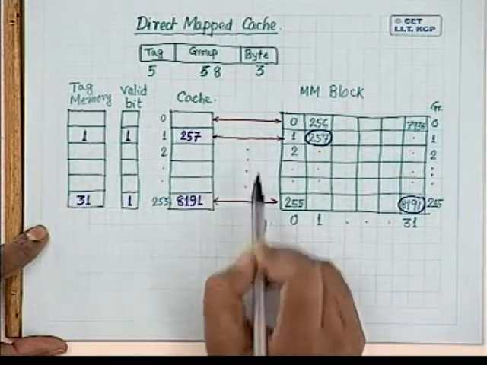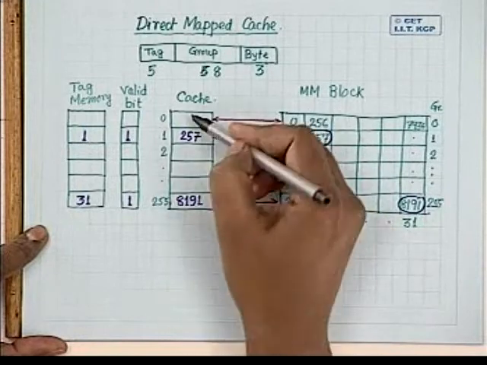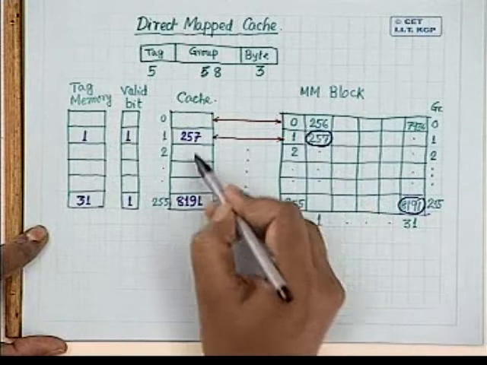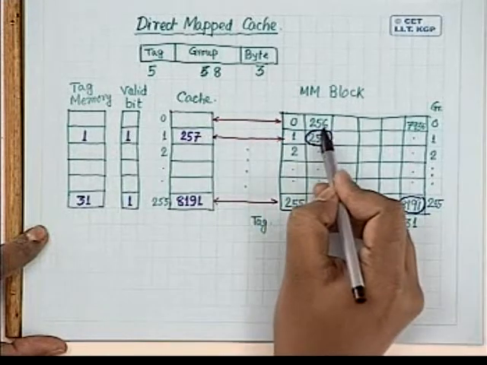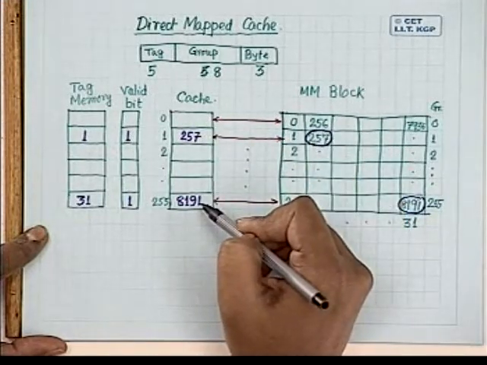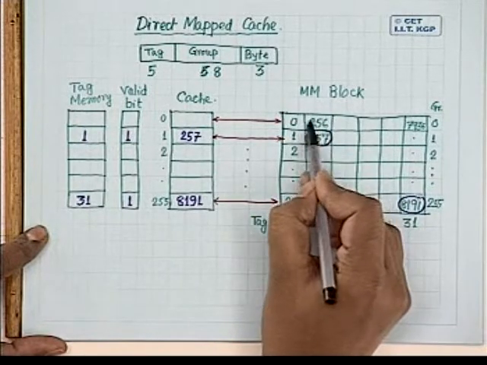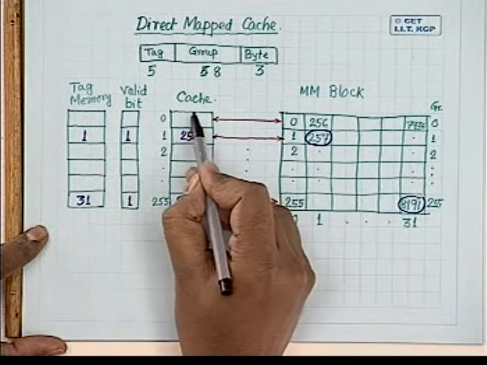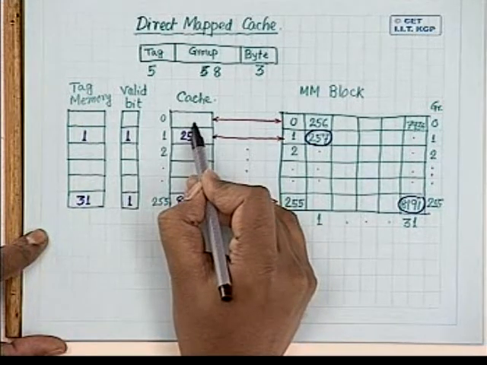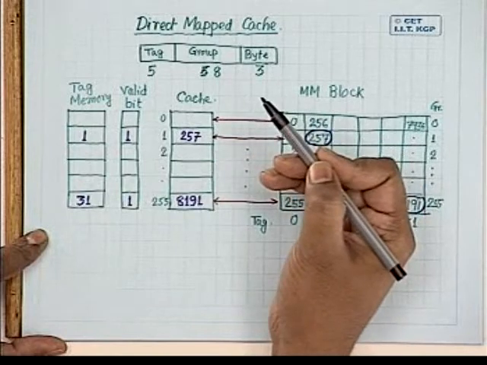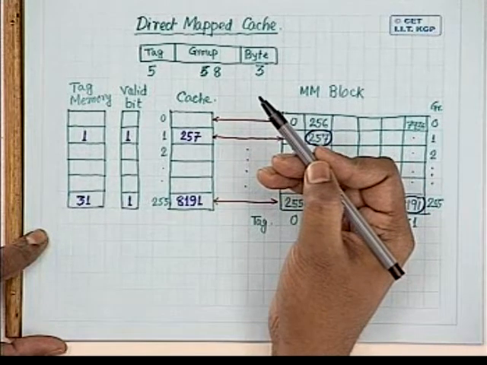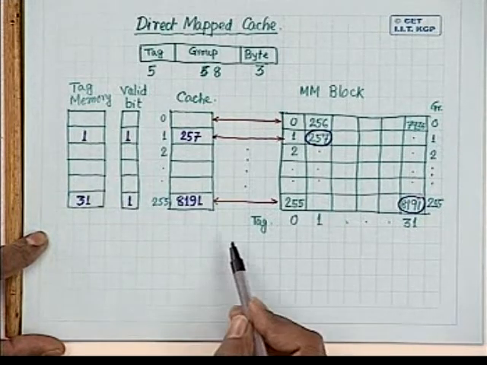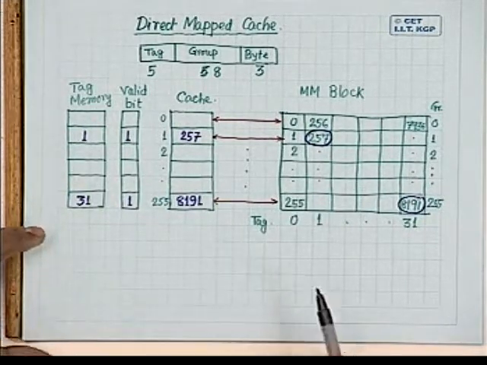Whereas in case of associative memory, since this block can reside anywhere in the cache, it is quite likely that at least one of the cache lines will be free whenever this block is to be placed in the cache memory. But here, since this block can come only in this cache line, the probability that this cache line will be occupied by some other block is very high. Okay. So that may lead to more cache misses, whereas in case of associative memory, the number of cache misses may be less.